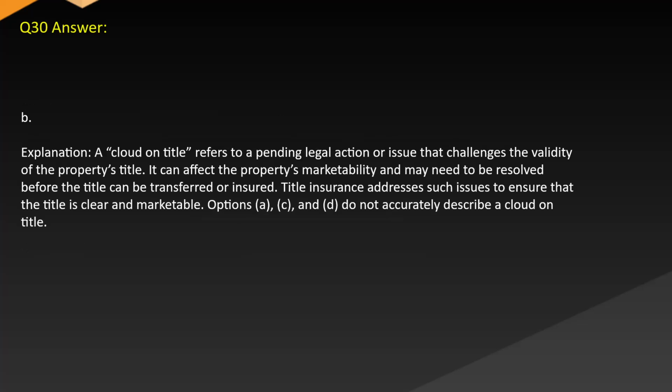Answer B. Explanation. A cloud on title refers to a pending legal action or issue that challenges the validity of the property's title. It can affect the property's marketability and may need to be resolved before the title can be transferred or insured. Title insurance addresses such issues to ensure that the title is clear and marketable. Options A, C, and D do not accurately describe a cloud on title.